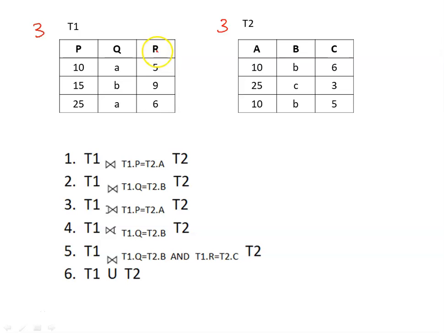The domain of R in T1 is integer and the domain of C in T2 is integer. We will see some simple operations on these two relations. The first operation will be on a normal equi-join, then again an equi-join but on different attributes, then a left join, a right join, a little bit more complex join operation, and then finally a union operation on both the relations.